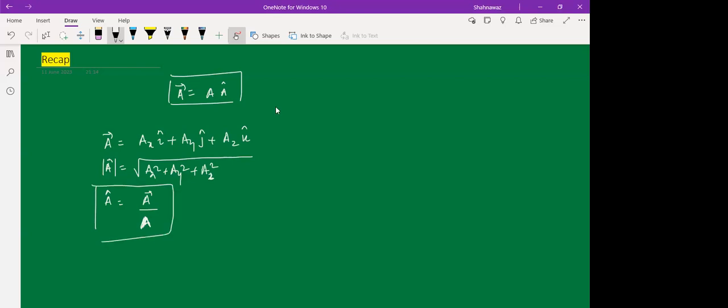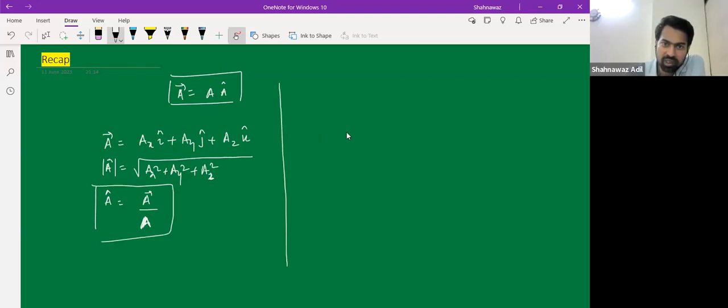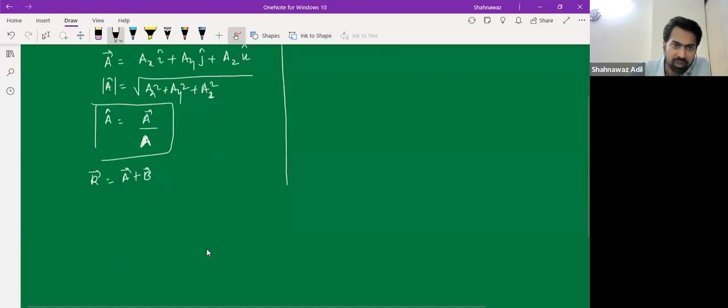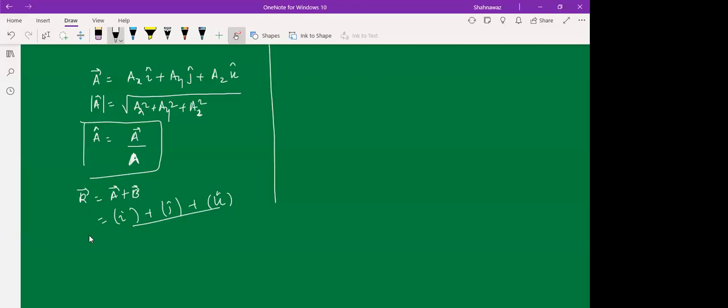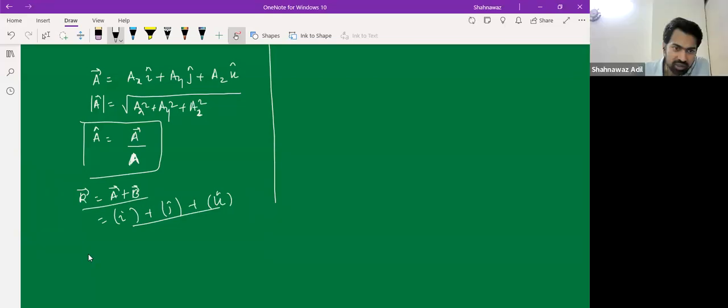Okay, and then in the polar form, we understood that we can calculate the resultant, which is a plus b. So in this Cartesian form, this would be very simple, right? We add i with i, j with j, and then k with k, right? And subtraction is also very easy, right? So subtraction is also easy in this Cartesian form.